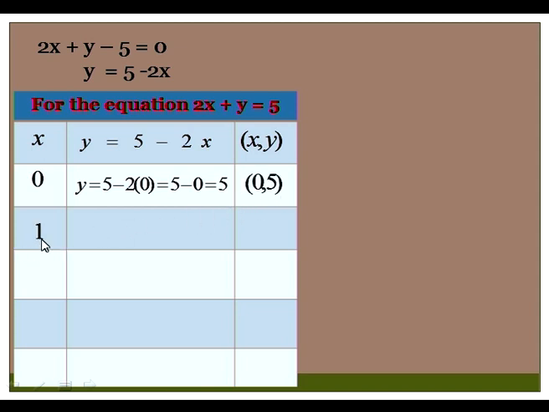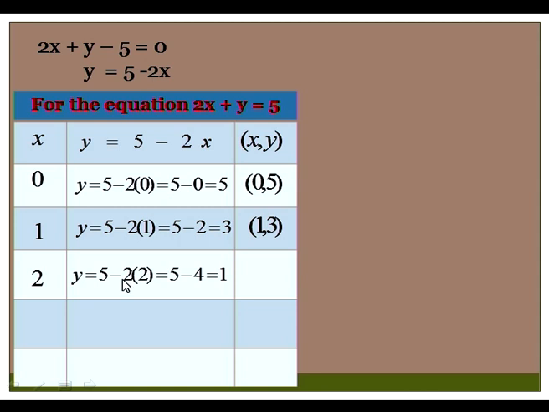If I take 1 as x value, then my y would be 5 minus 2 times 1. So, it is 5 minus 2, which is 3. Therefore, my ordered pair would be 1 comma 3. If I take 2, then my y value would be 5 minus 2 times 2, which is equal to 5 minus 4, that is equal to 1. So, my ordered pair is 2 comma 1. And if I take x value as 3, then y is equal to 5 minus 2 times 3, that is equal to minus 1, which comes out to be 3 comma minus 1.